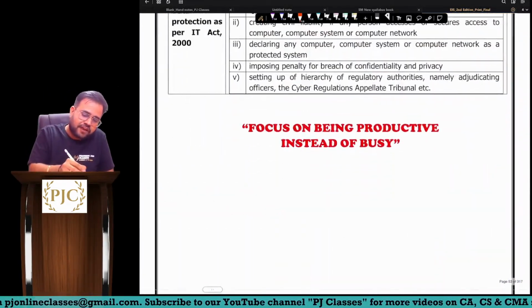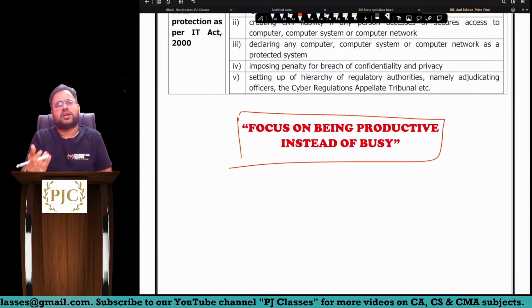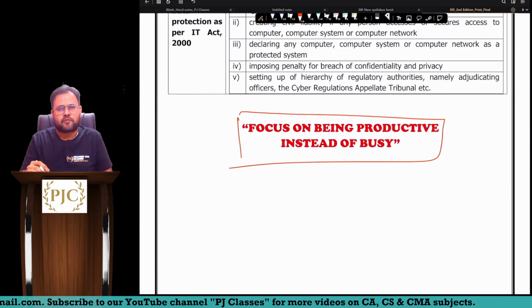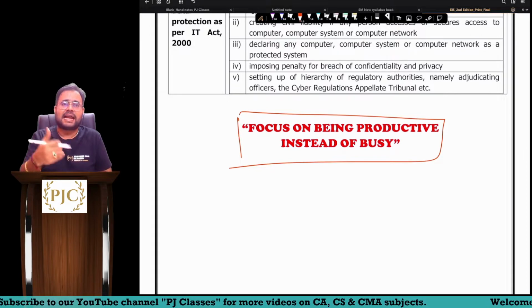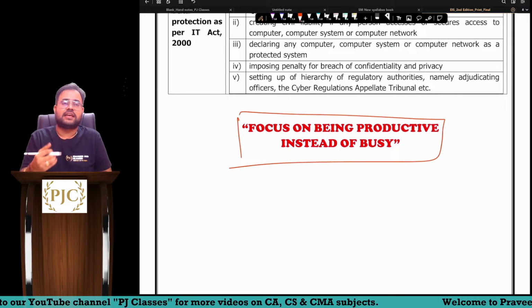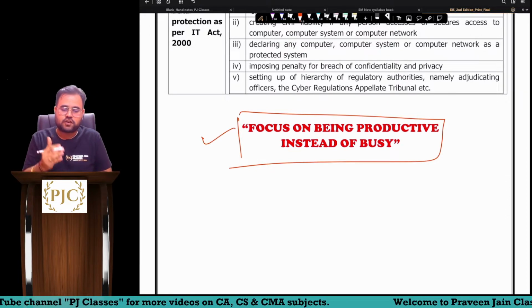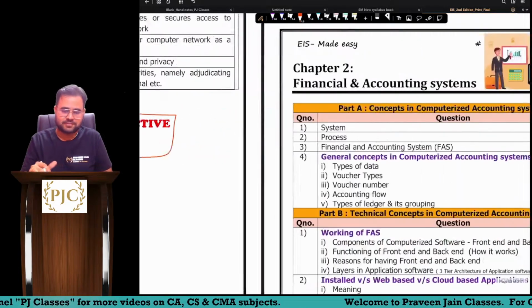And at the end of every chapter, you will be finding one motivational proverb or study related proverb. Maybe this will help you in driving and reading towards exam in a more positive manner. So focus on being productive instead of being busy.